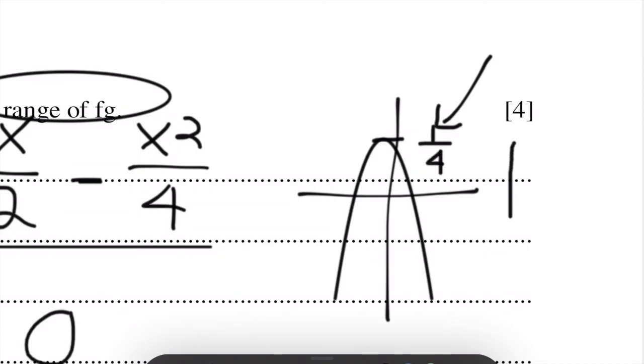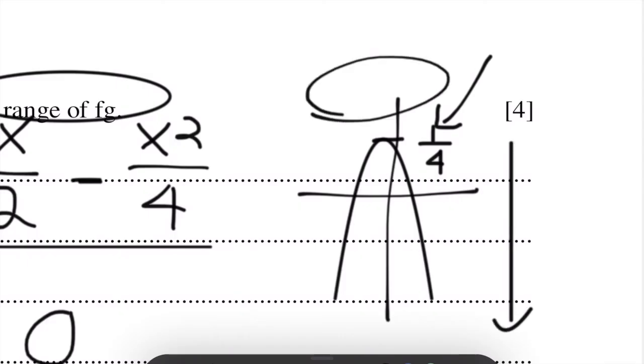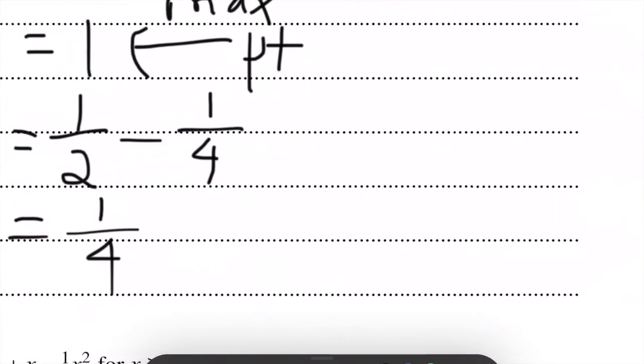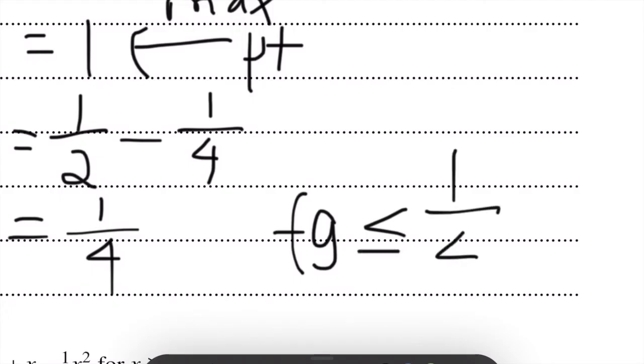So the graph can only be a quarter below. It cannot be a quarter above because there's nothing there. So your inequality will be fg is smaller than or equal to a quarter.